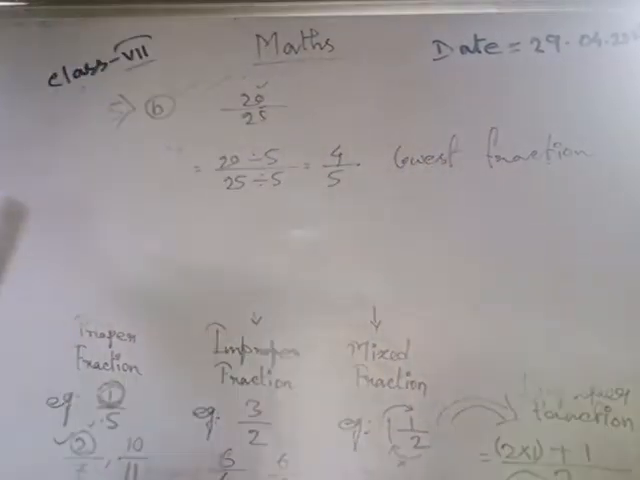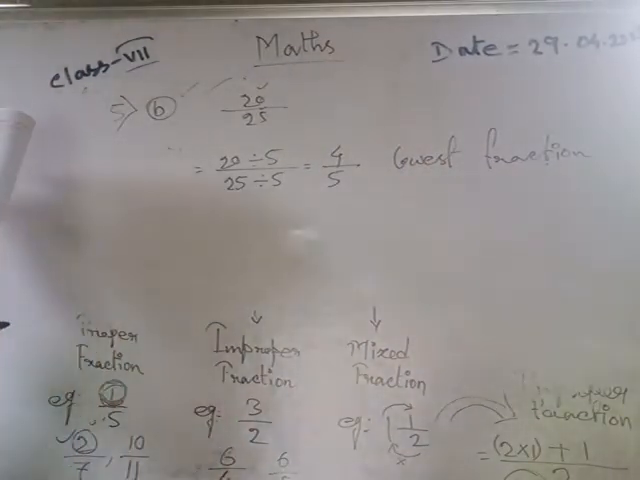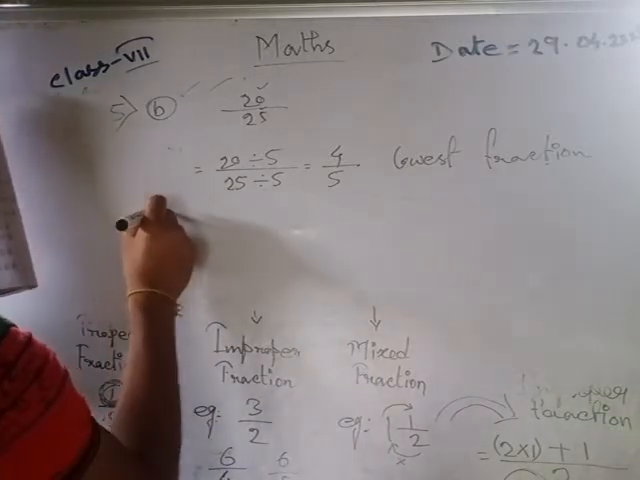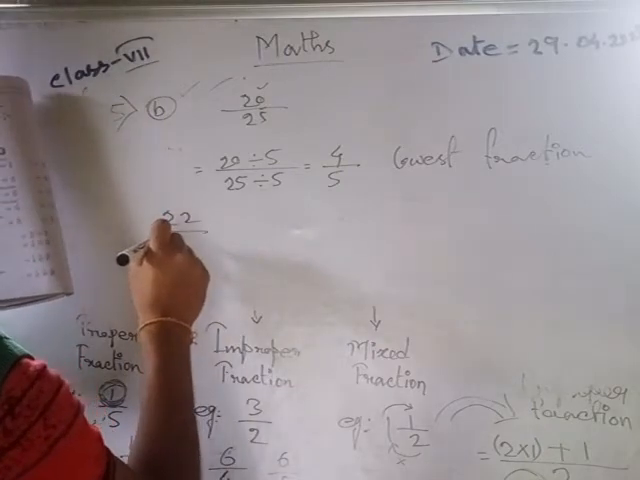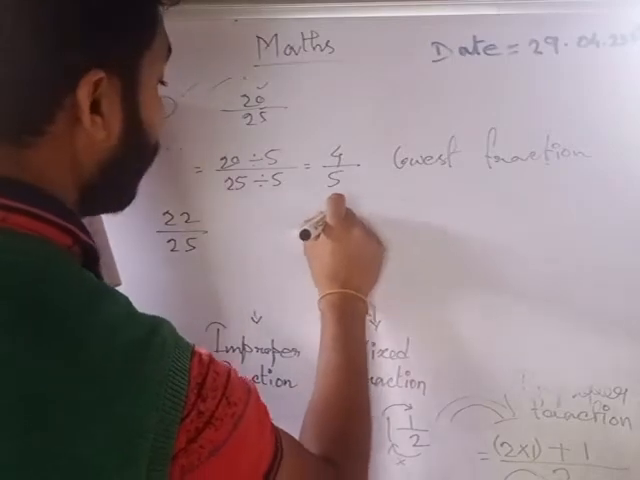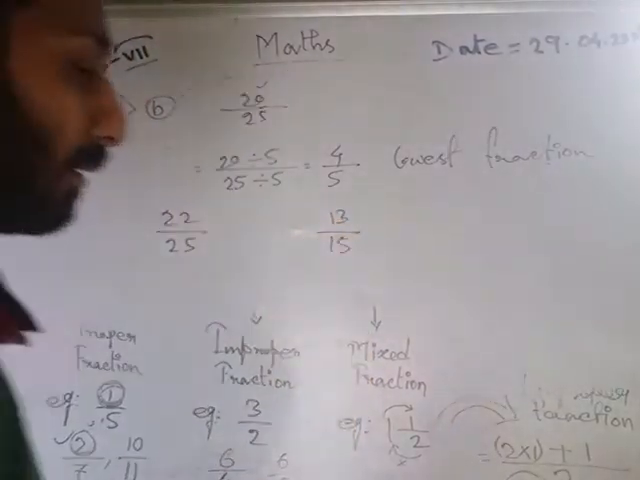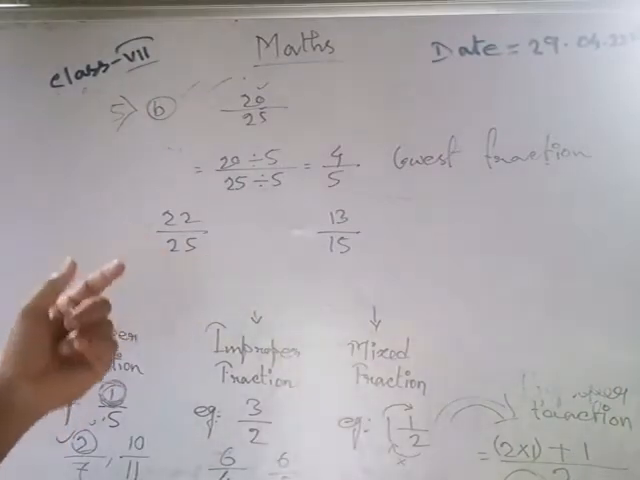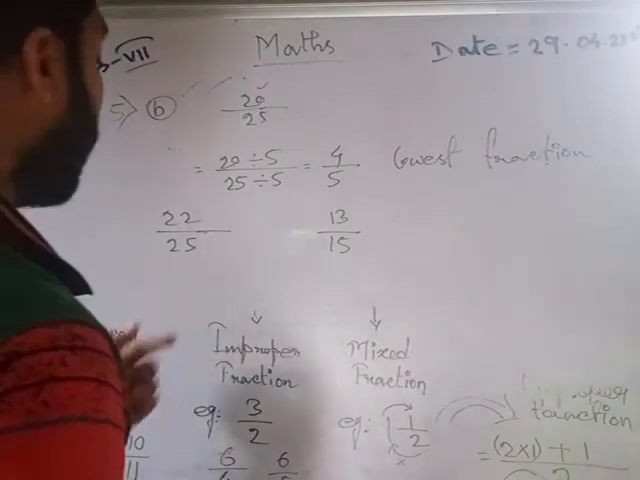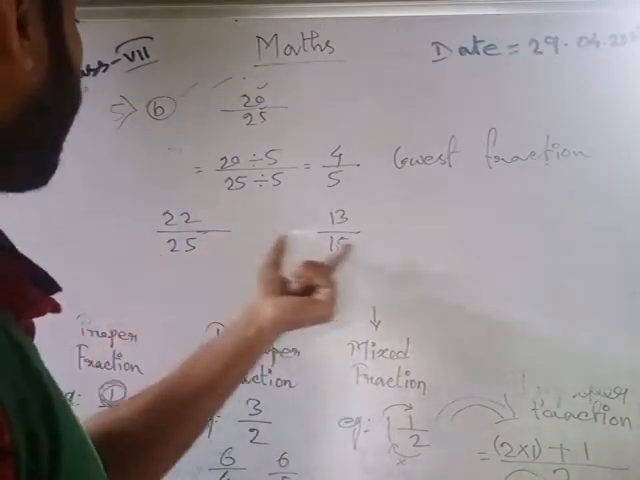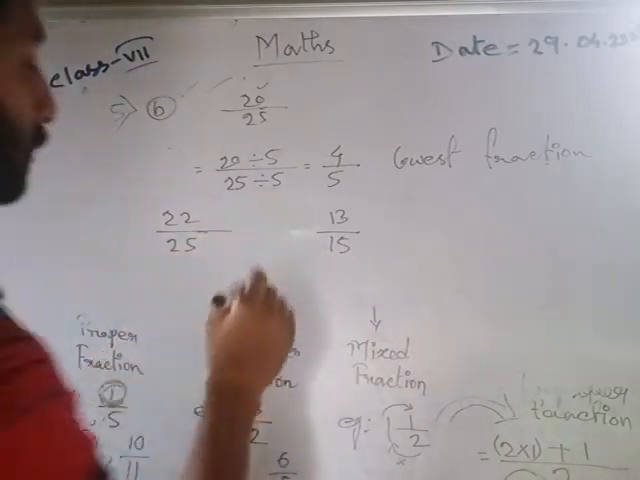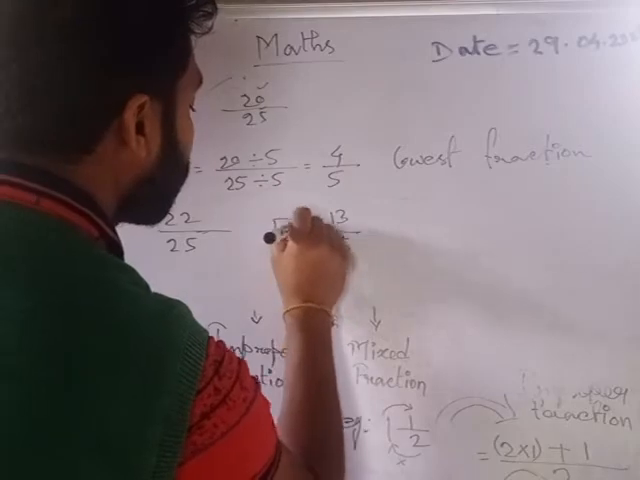Put the sign here. Where is the less than or where is the greater than sign? Suppose it is 22 by 25 and right over here 13 by 15. Okay, that means at first you should make equivalent fractions so that the denominator is the same. When the denominator is the same, on that time you should detect which one is small and which one is big.